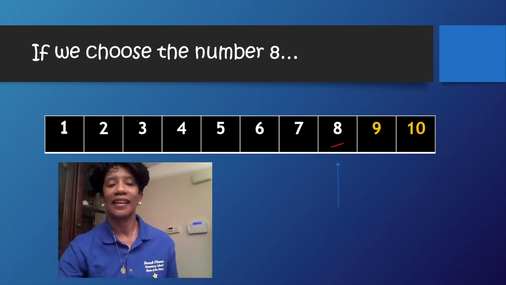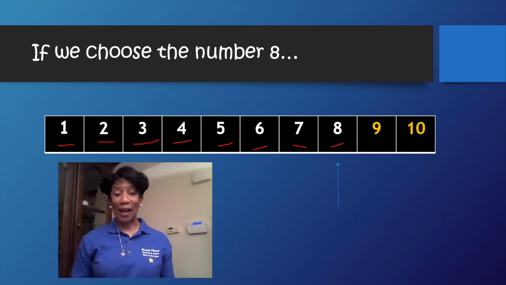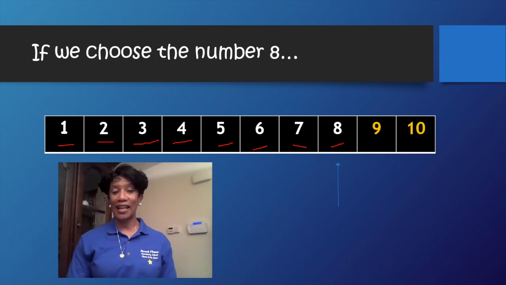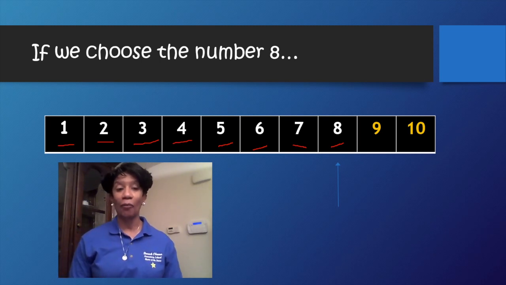8, 7, 6, 5, 4, 3, 2, 1. We counted backward again, and this time we started at the number 8. That's right, we started at the number 8, and we went all the way to the number 1. Super job, boys and girls.